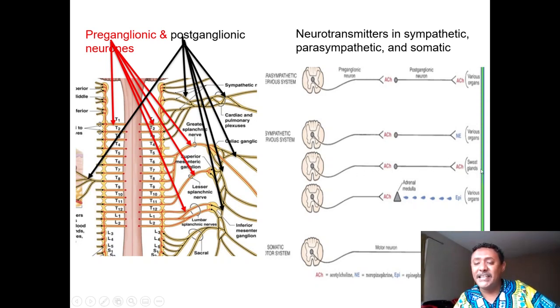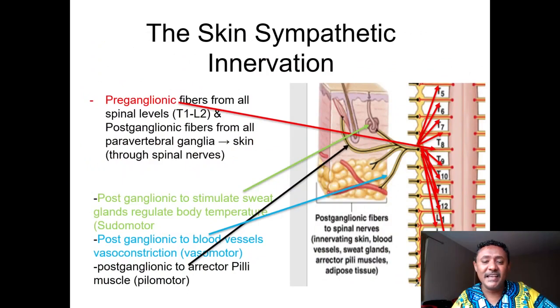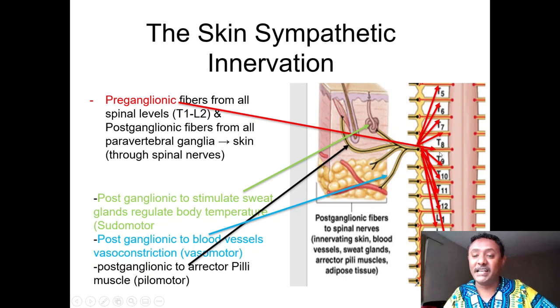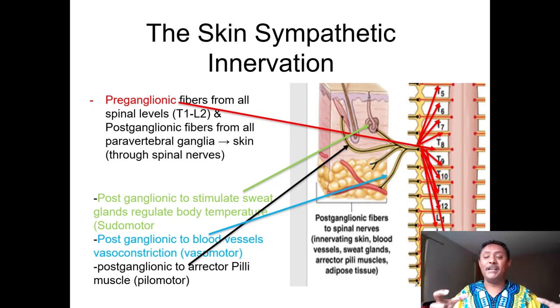The sweat glands are one of these exceptions. The sweat glands use acetylcholine in the preganglionic and acetylcholine again in the postganglionic. See this here, this is my sweat gland. The preganglionic coming to the para-vertebral ganglia here is going to be acetylcholine, like the entire sympathetic system, in the preganglionic is acetylcholine, period.